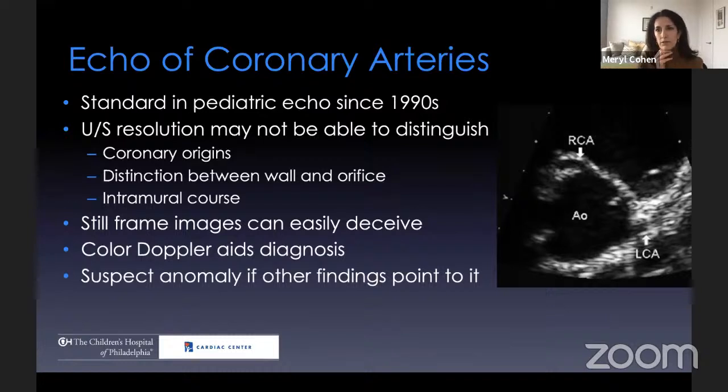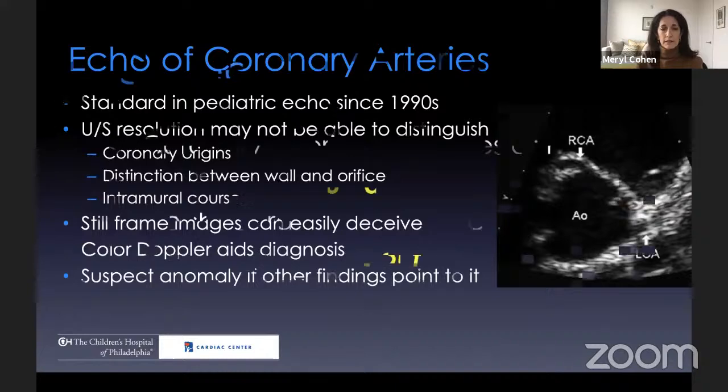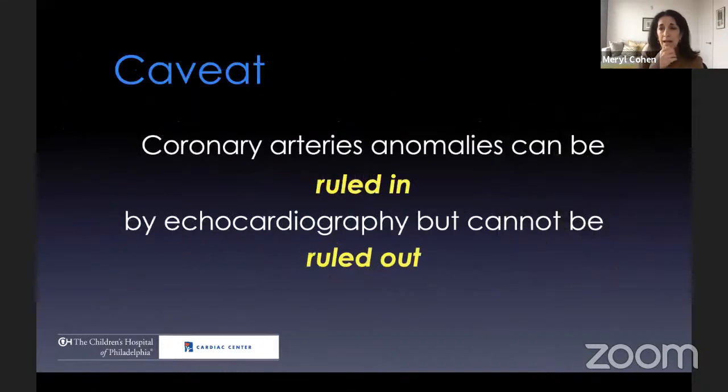And then I would also suggest that we need to be humble in our approach with echocardiography and understand its limitations. And when other things are pointing to a coronary artery problem, but we are convinced that the coronaries are normal, we should consider other modalities. And so my caveat, and maybe not everybody agrees with me about this, is that coronary artery anomalies can be ruled in by echocardiography, but they cannot be completely ruled out.